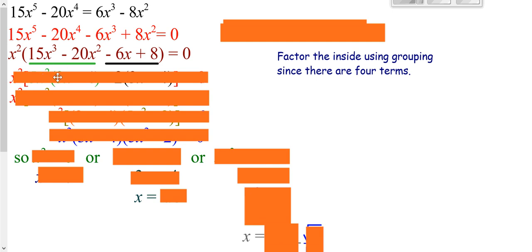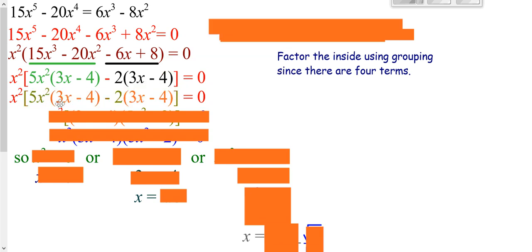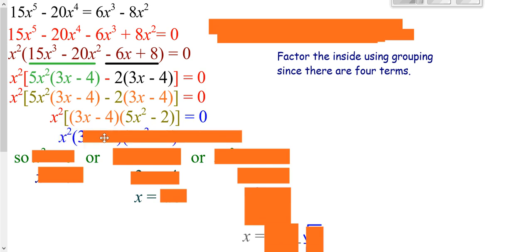What can you pull out of the first two? Well, out of the first two, you can pull out a 5x squared. Well, what can you pull out of the last two? It's a -2. Don't put down just a 2, put -2. Now, you'll notice both sets of the parentheses are the same. That's like your common factor. So you'll still bring down your x squared, pull out your common factor, and that leaves you with that 5x minus 2 for the next part. So you really have 3 factors technically: x squared, 3x minus 4, and 5x squared minus 2, all equal to 0.